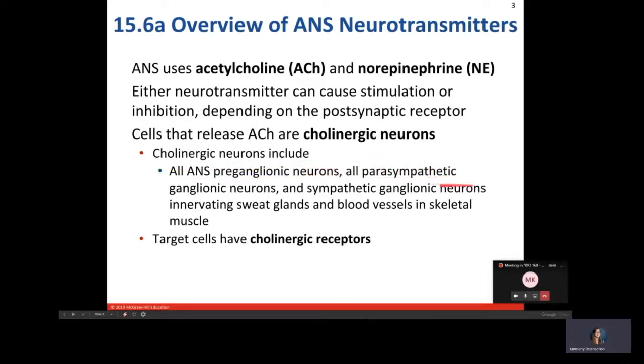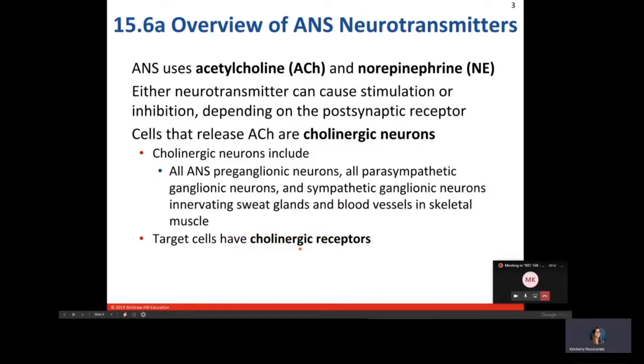In the parasympathetic nervous system, the whole thing uses acetylcholine. So all parasympathetic ganglionic neurons, that's the second one that goes from the ganglion to the effector, use acetylcholine. That one's easy to remember. Then there are a few types in the sympathetic nervous system: sympathetic ganglionic neurons that innervate the sweat glands and the blood vessels in skeletal muscle. There's only a couple of them.